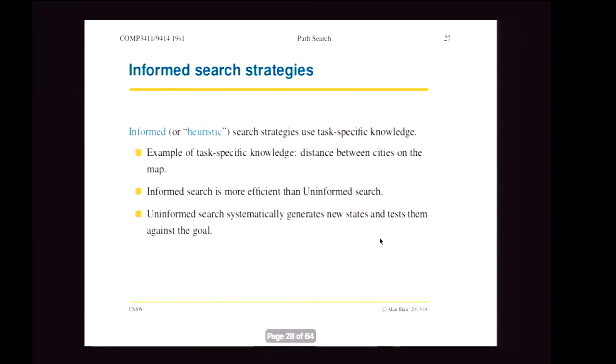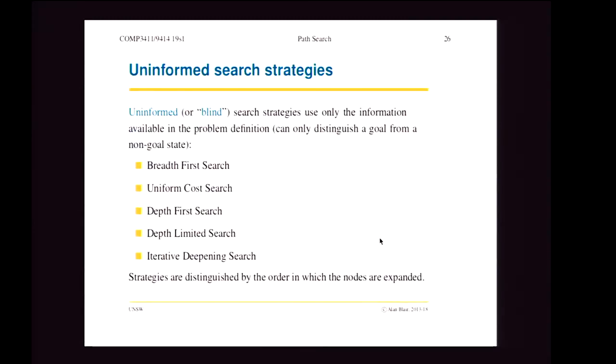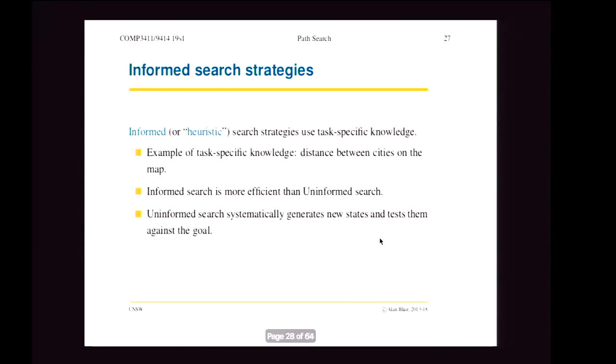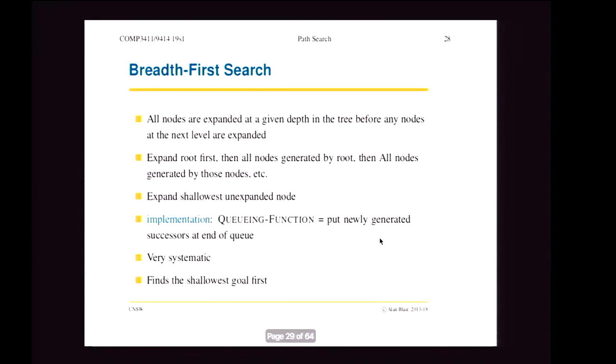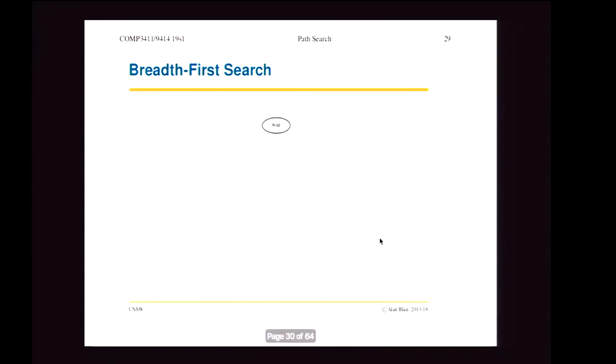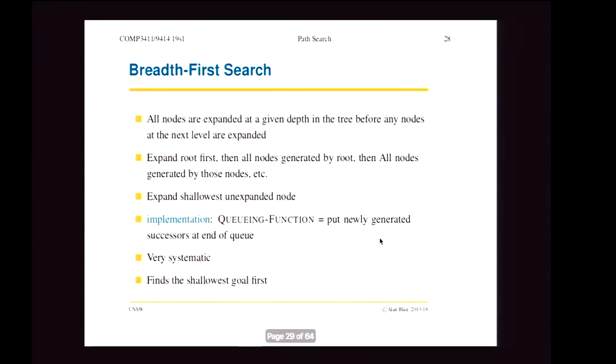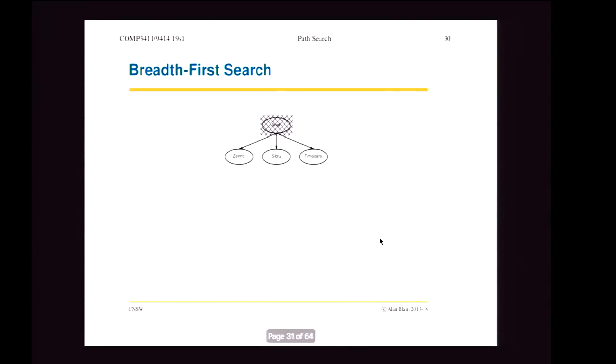As I said, with these uninformed strategies, we're assuming that you have no idea how close you are to the goal until you actually reach it. So you don't know whether you're one step away from the goal or a million steps away. And we just have to do the best search we can under those circumstances. Okay, so the simplest of these is called breadth first search.